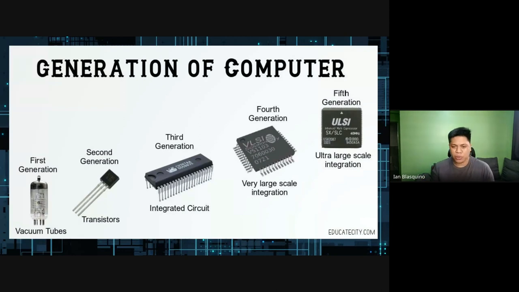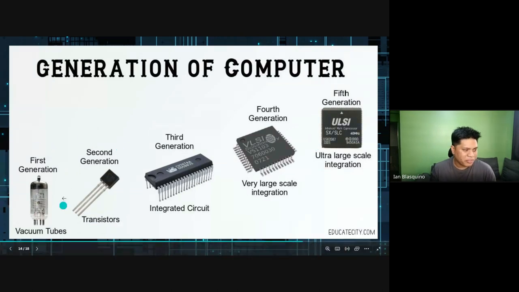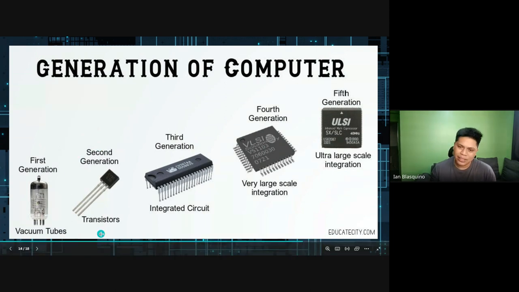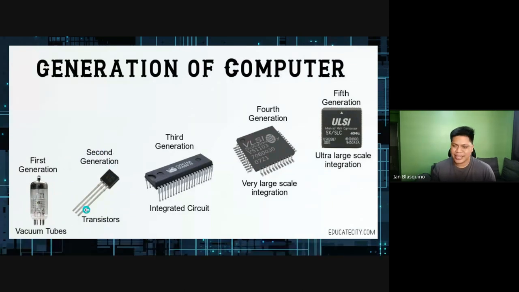So dito naman nauso yung component ng computer na tinatawag natin na transistor. Okay? So from vacuum tubes ng first generation, sa second generation, dito na-develop yung tinatawag natin na transistors. So with the use of this transistor, ito yung pinalit sa vacuum tubes. And these transistors are solid state electronic devices that can amplify and switch electronic signals. And with the use of these transistors, the second generation of computers becomes much cheaper compared to the first generation.